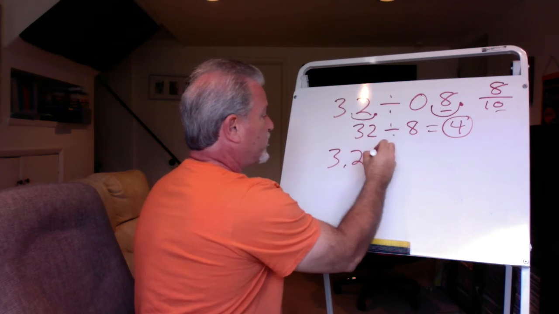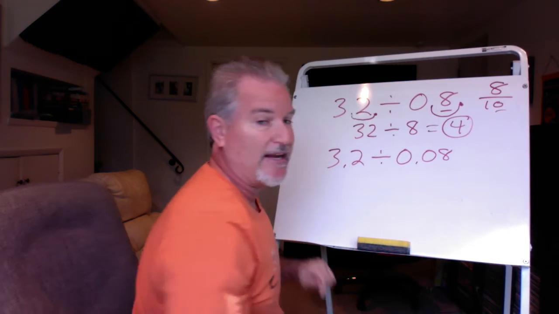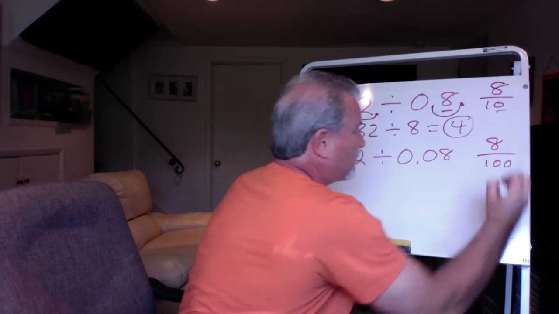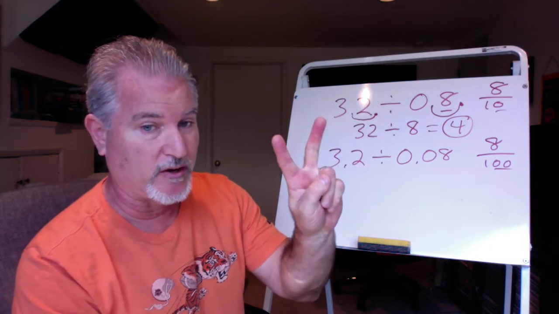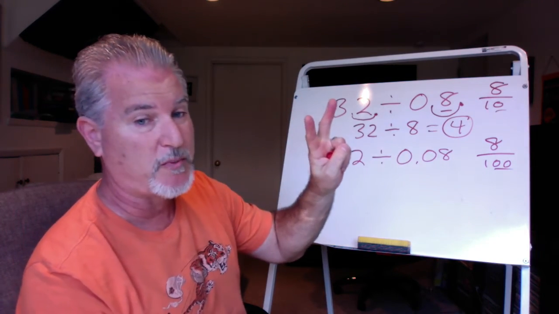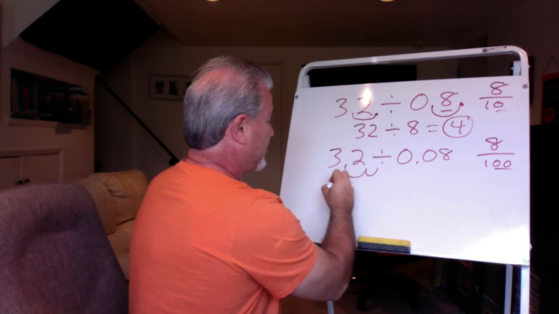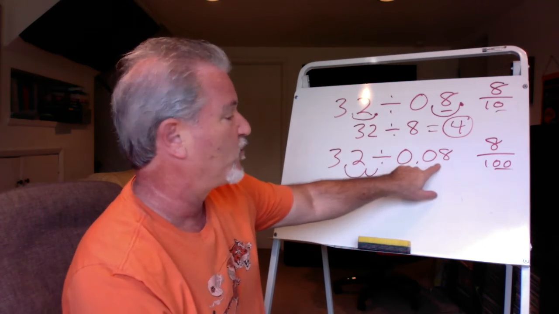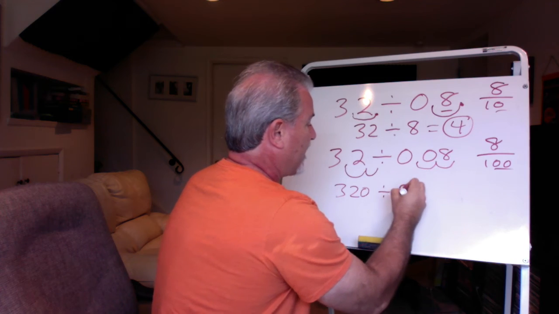Second one. I have 3.2 divided by 8 hundredths, right? This is 8 hundredths. So, 100 has 2 zeros, which you can guess now. We're going to move that decimal point 2 spots to the right. So now I'm going to move it 2 spots to the right to give me 320. And I'm going to move this guy 2 spots to the right, giving me 8.